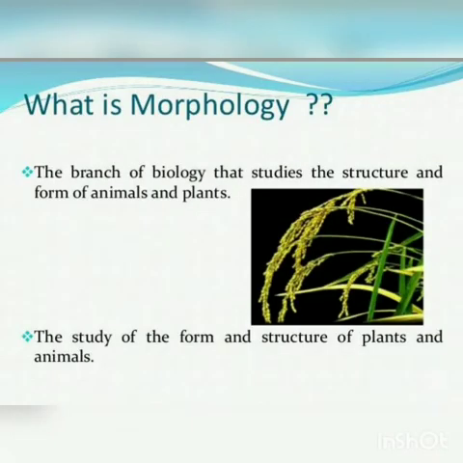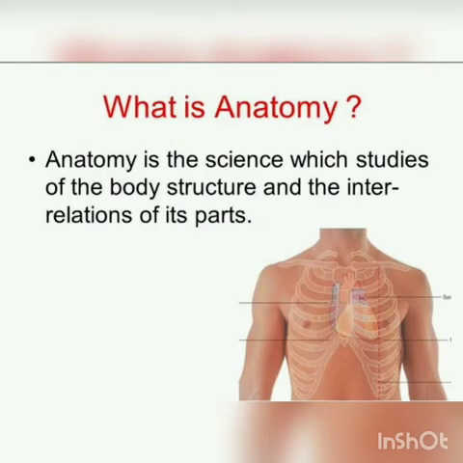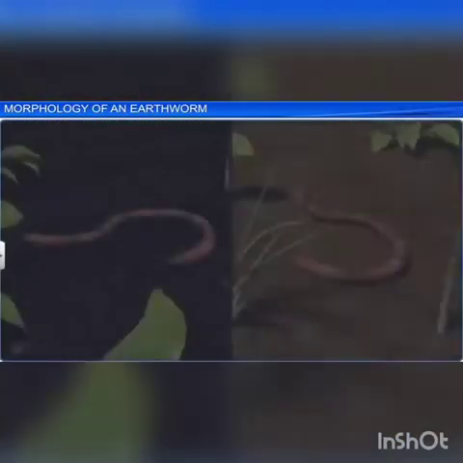Morphology. What is meant by morphology? Morphology refers to the study of form or externally visible features. External visible features are called morphology. The word anatomy is used for the study of internal organs. Anatomy is cutting open and looking at what is inside. We will discuss earthworm in today's lesson.